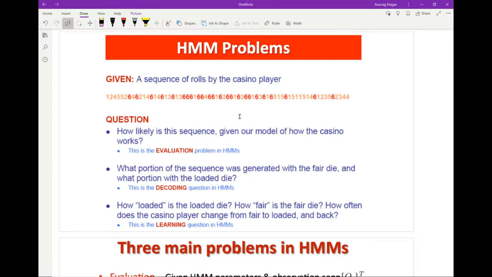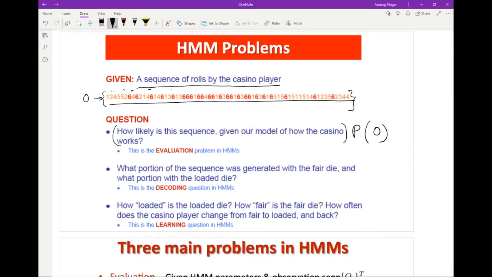Well, you could be asked a question given a roll by the casino players. Like this is the observable states. You can be asked how likely is this sequence given our model of how the casino works. So you can say, well, I don't need you to tell me the hidden state at each time. I don't really care for that. So how likely is O? That is one of the models. Like how likely am I to get this given my model of the casino? That's one of the questions. That is called evaluation problem.